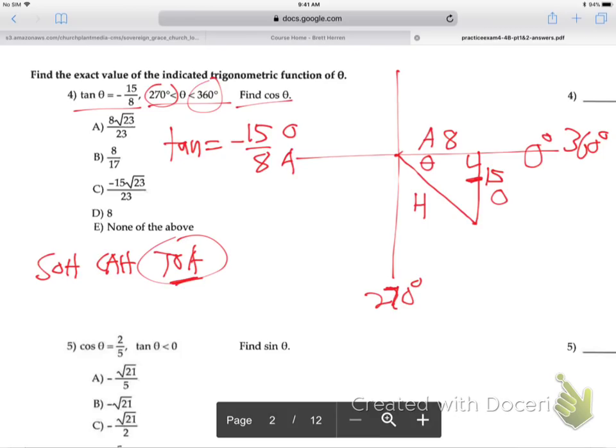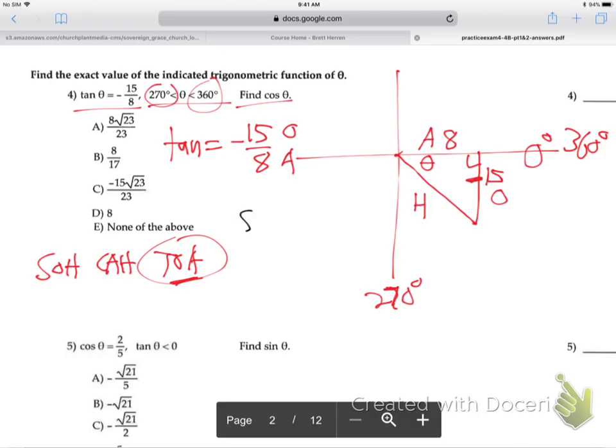Good so far? Everybody see how I did that? Just made a triangle to the x-axis. You always make it to the x-axis. And then the tangent is opposite over adjacent, 15 over 8. Now find the hypotenuse by the Pythagorean theorem.